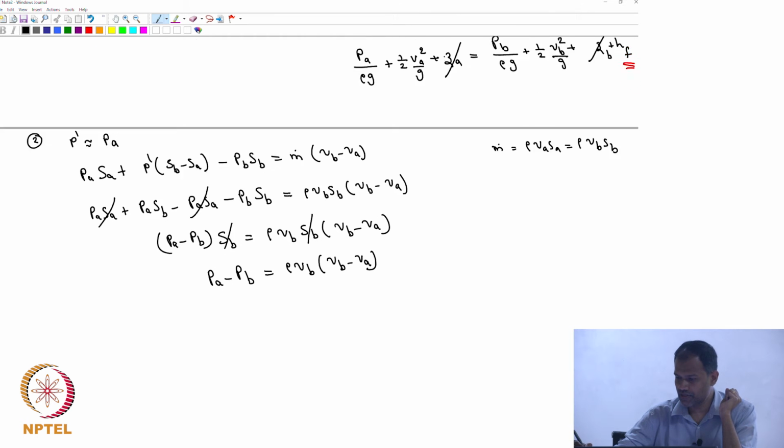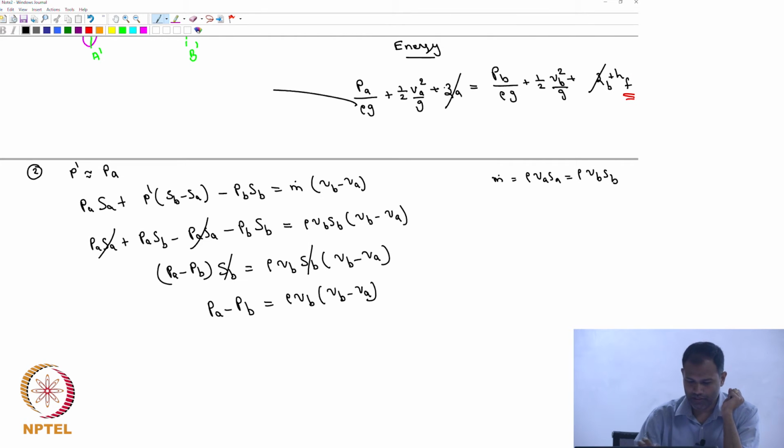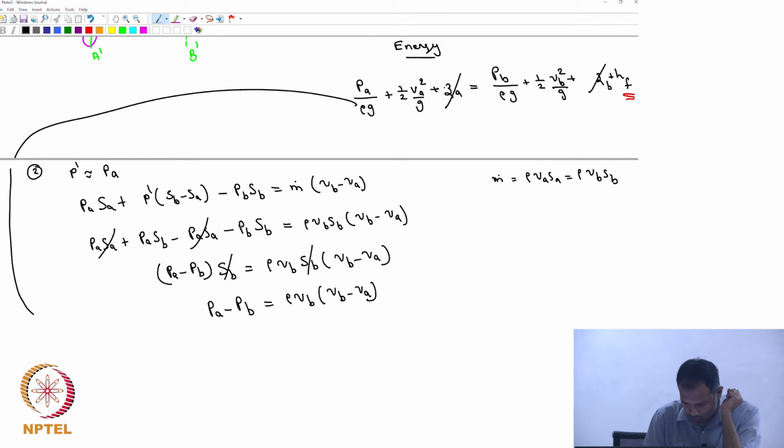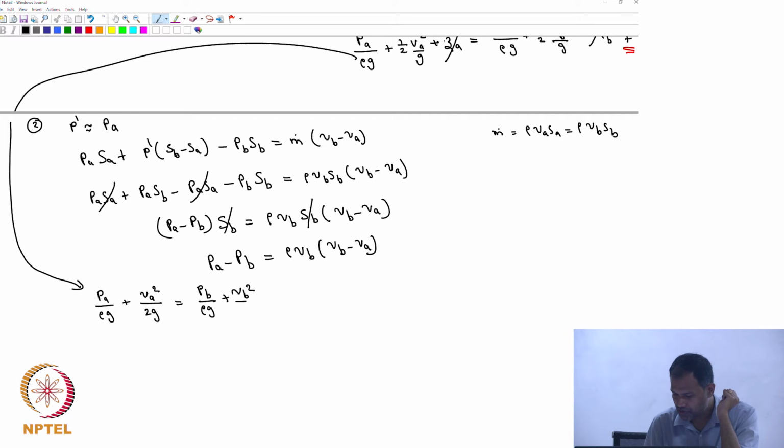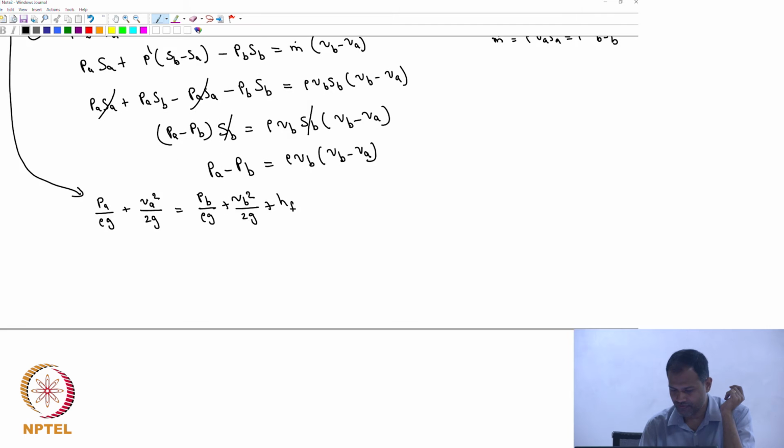So now I'm going to look at our energy balance. Simplifying that, PA by rho g plus VA square by 2g is equal to PB by rho g plus VB square by 2g plus HF. Just try substituting PA minus PB and simplify and see what you get for HF.